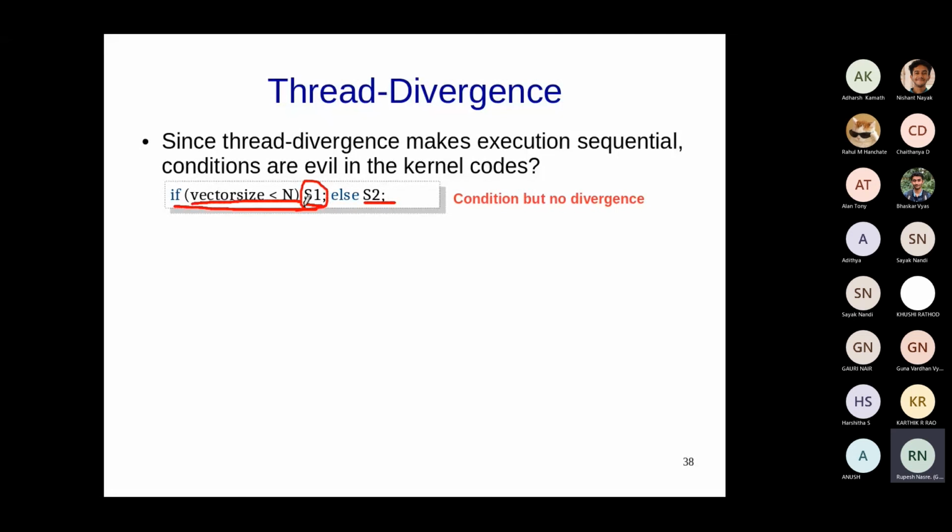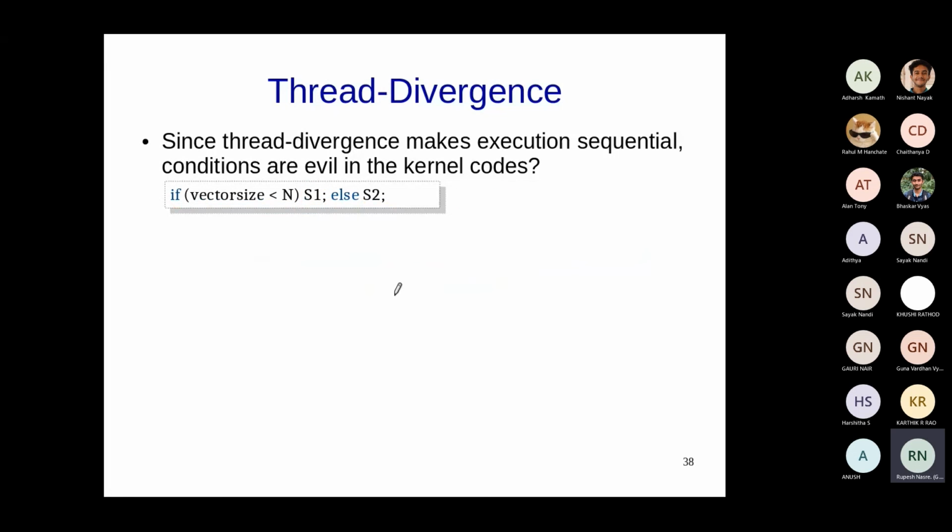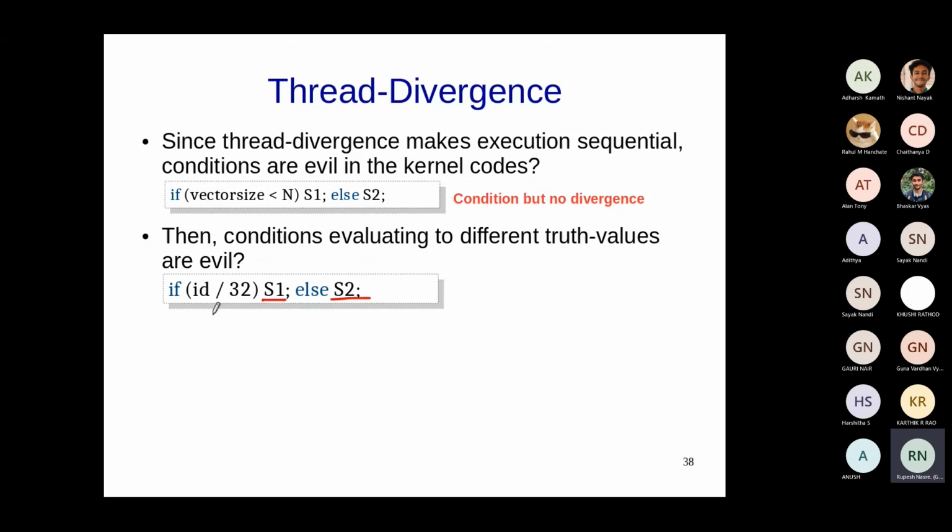Then can we say that the conditions which are evaluating to different truth values are actually evil? Is this a better statement to make? This seems to be reasonable, but there is a small example which gives us a different picture. If I have an example like this, where the global thread ID is divided by 32, then that is going to execute S1, otherwise S2. Is there a thread divergence here? Well, it turns out that there isn't any, because all the threads of any warp are going to execute either S1 or S2.